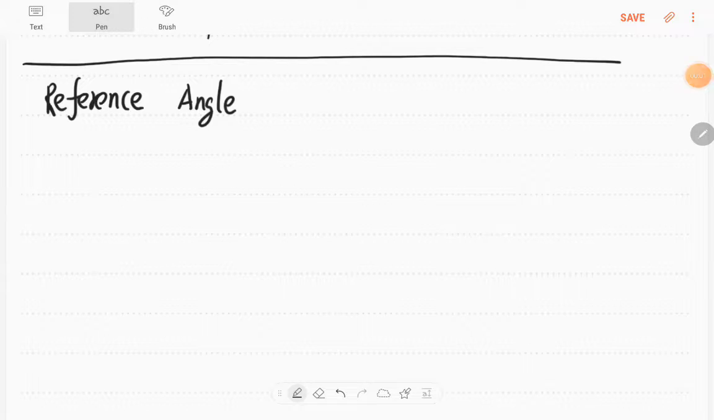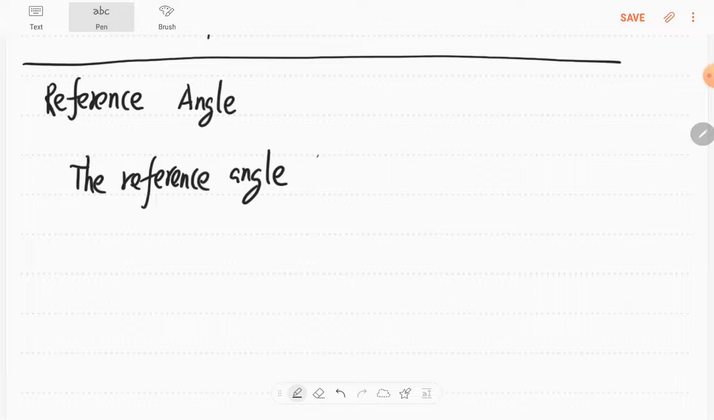So now let's look at reference angle. Okay, so the first thing, what is the reference angle? The reference angle we denoted by theta r. Okay, r represents the reference angle of angle theta. The reference angle theta r of the angle theta is what?